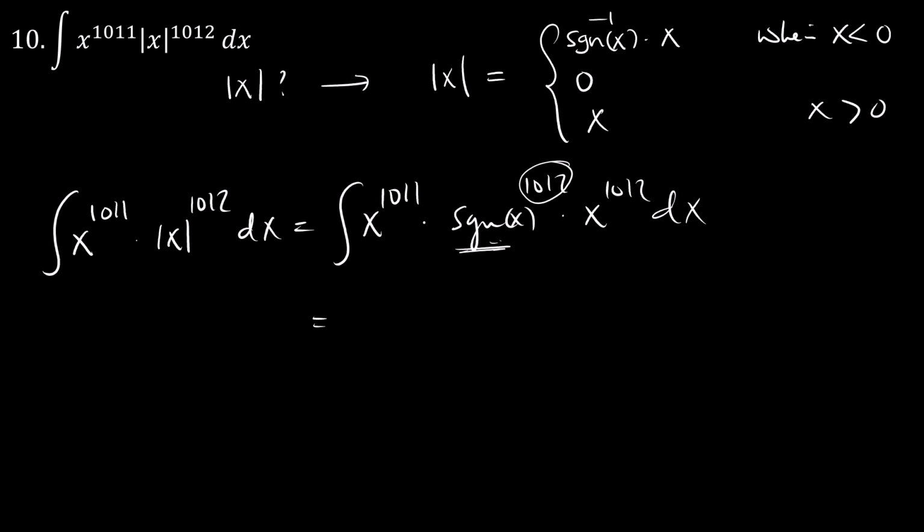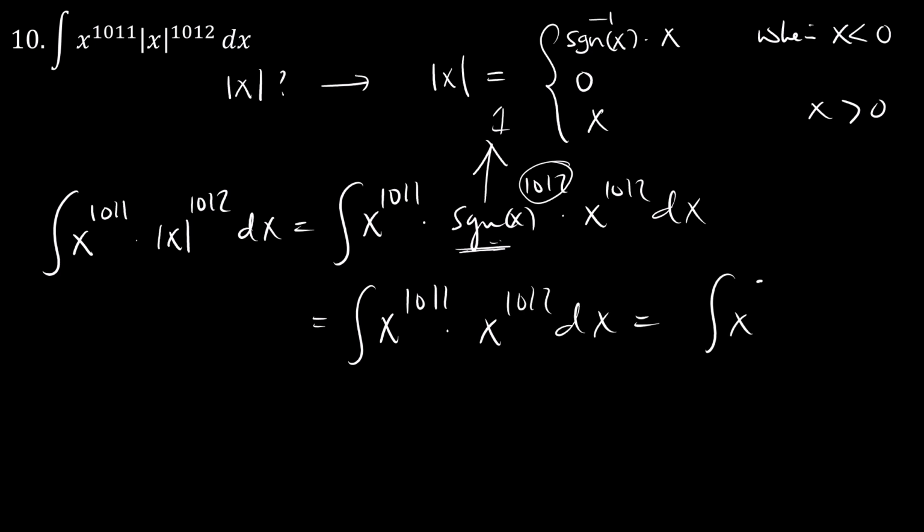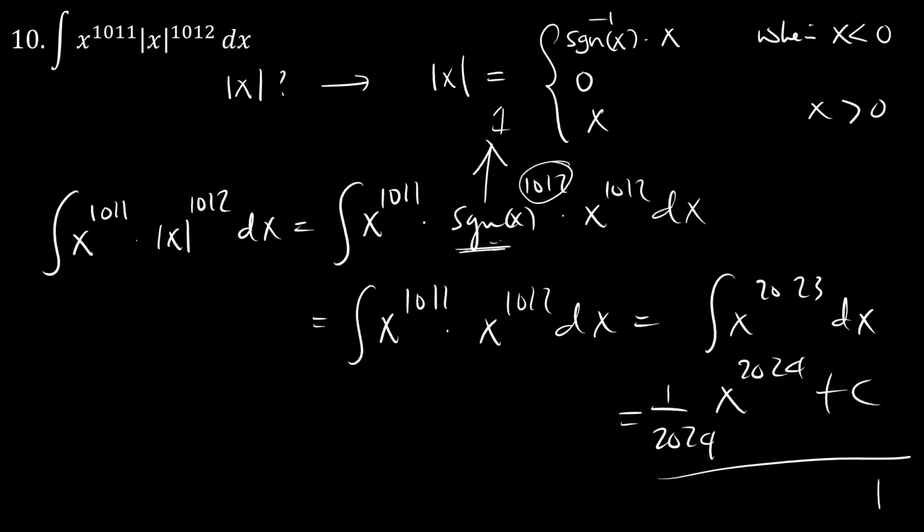So this is essentially 1. So we have x to the power 1011 times x to the power 1012, which is the same as x to the power 2023. And this is 1 over 2024, x to the power 2024 plus the integration constant c. That's the answer. So it was a trick question, didn't really require much thinking, but all the same, I hope you learned a thing or two.